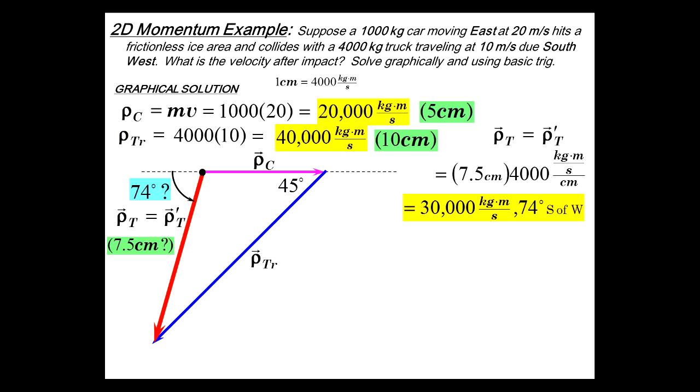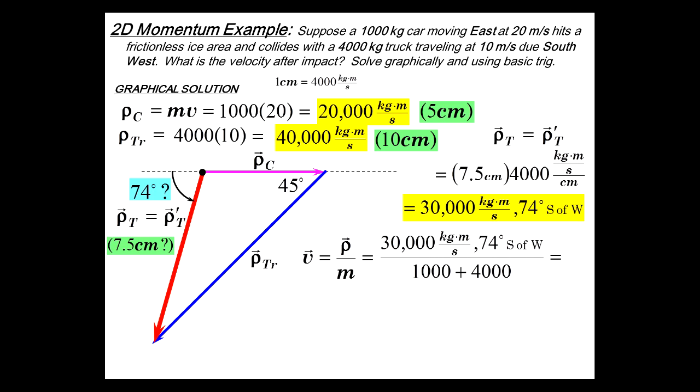So there's our momentum. But that's not the answer. We're looking for the velocity. The velocity is momentum over mass, so divide by the mass. Now mass is a scalar, so it doesn't affect the vector momentum. So I'll rewrite that in total here. Dividing by the mass, but it's not just the mass of one, it's the total mass that's moving right now that has this momentum. They're stuck together. So that gives us 6 meters per second, 74 degrees south of west. There is our two-dimensional example.